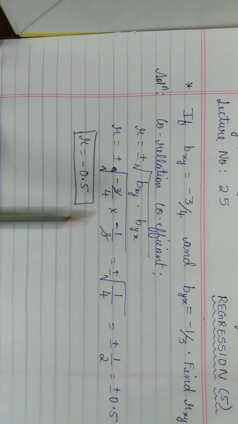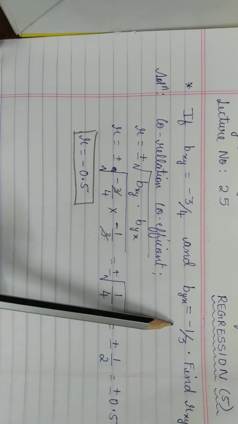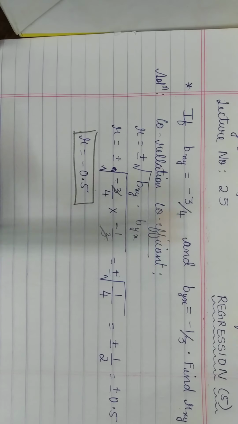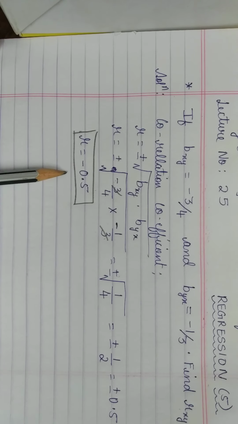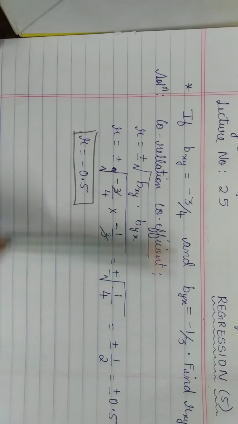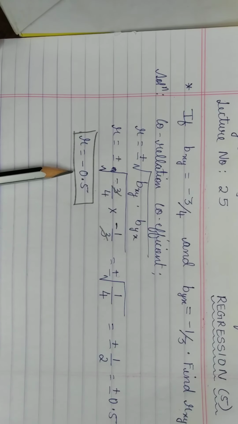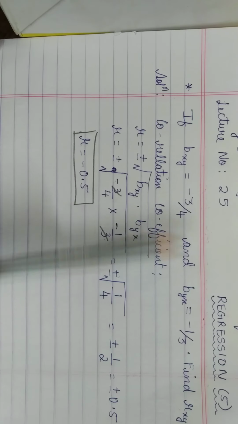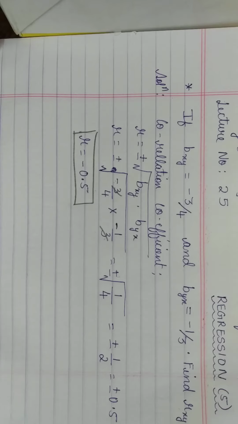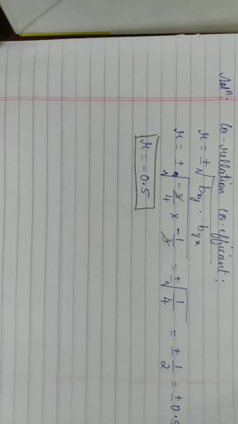Remember, when both these values bxy and byx are negative, even r value will be negative. If only one of them is negative, then you cannot find out this value. So let it be. Remember only this thing, that when both are negative, then this also becomes negative. When both are positive, then this becomes positive. Fine. So now let us take one more problem.